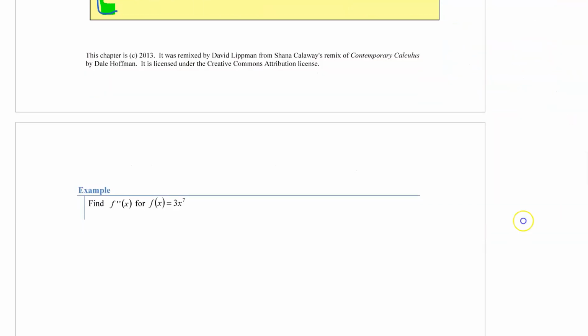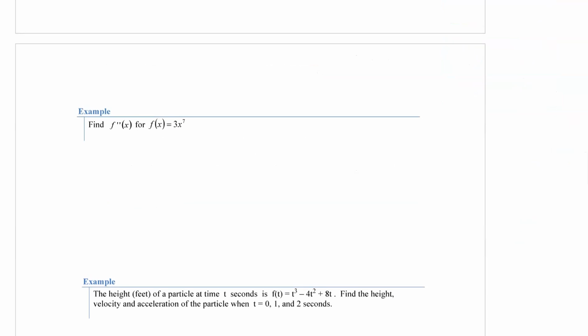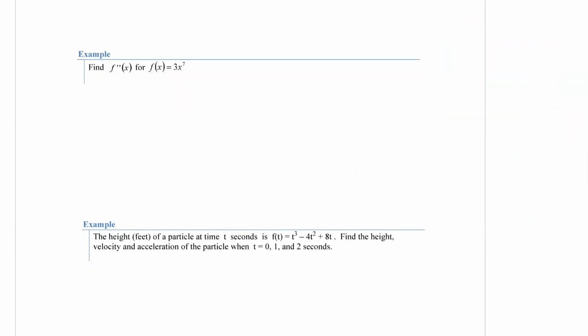And so let's go down to this example. It says find f double prime of x for f of x equals 3x to the 7th.